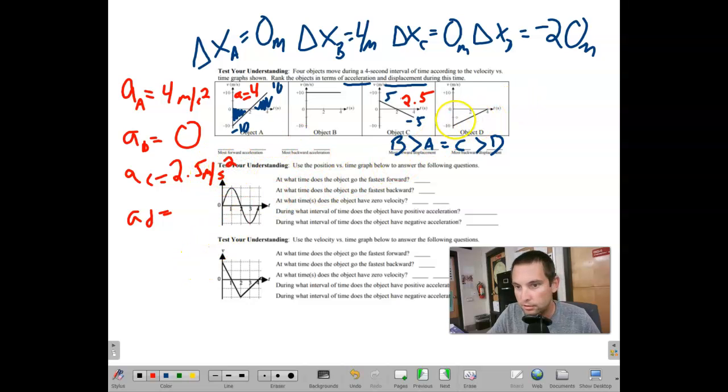And then for D, our slope here is positive. Going up 10 over 4 is, that's a negative, this is a positive 2.5 meters per second squared. Alright, so let's go through and rank these. The most forward acceleration is going to be A, which is greater than D, as our next positive acceleration, which is greater than 0, which is B, and that is greater than C. So that's it for that one.